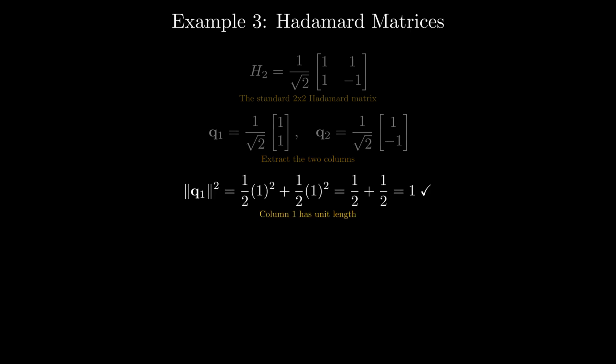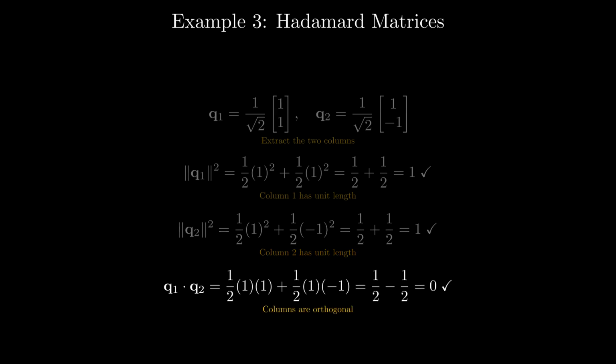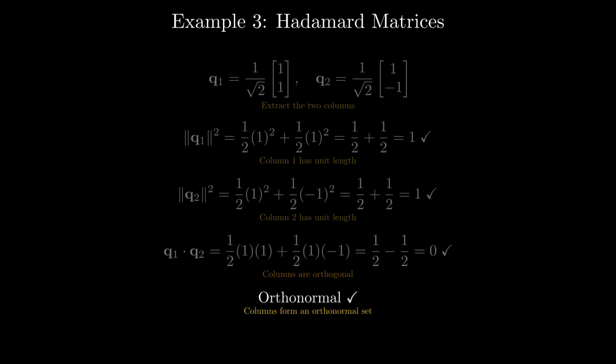For each column's squared length, we compute 1/2 times 1 squared plus 1/2 times 1 squared, which gives 1/2 plus 1/2 equaling 1. So both columns are unit vectors. For the dot product of column 1 and column 2, we get 1/2 times 1 plus 1/2 times negative 1, which equals 1/2 minus 1/2, equaling 0. So the columns are orthogonal. Since the columns are both unit length and orthogonal, this matrix is orthonormal.